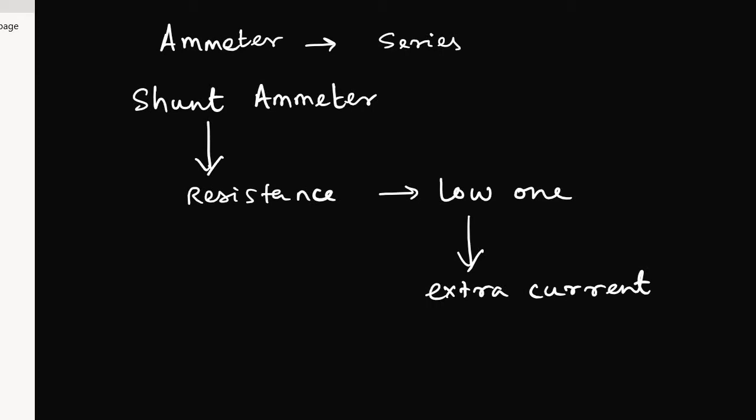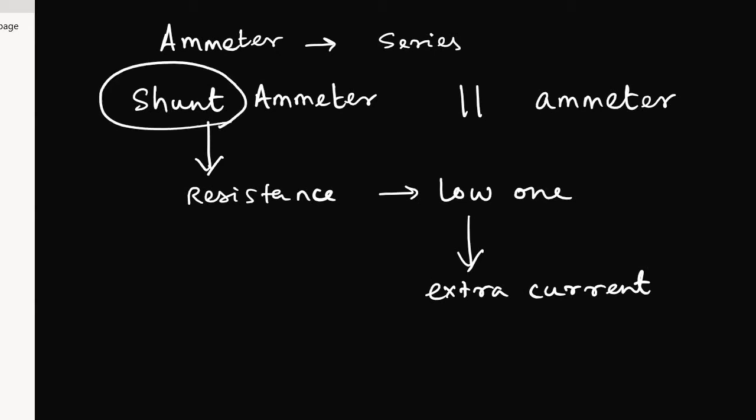Then we connect a shunt in parallel with the ammeter. The shunt is always connected in parallel combination with the ammeter and it provides low resistance. As it is the low resistance path, the extra current will pass through the shunt. It helps the extra amount or surge of current to pass through it.